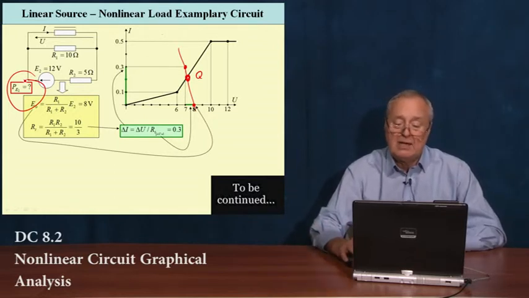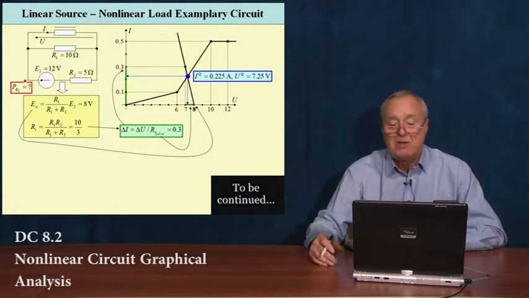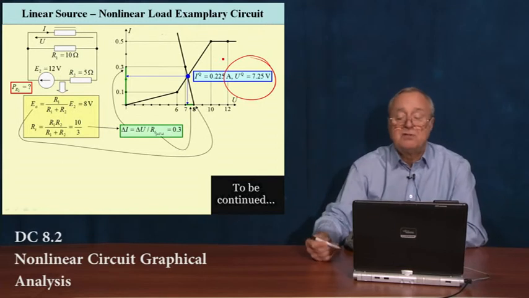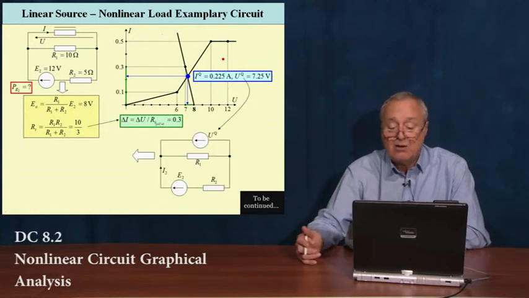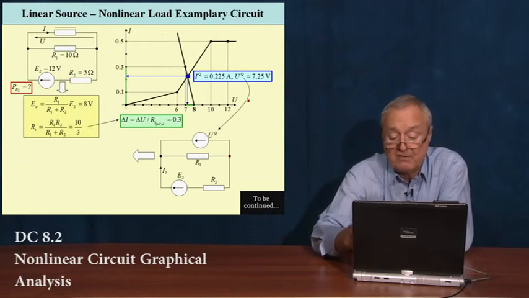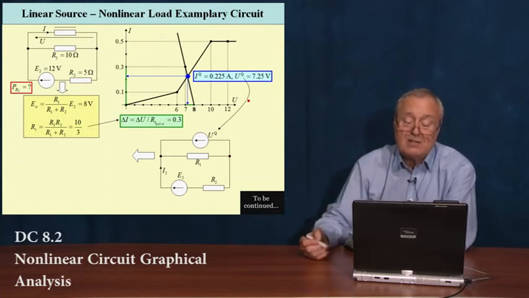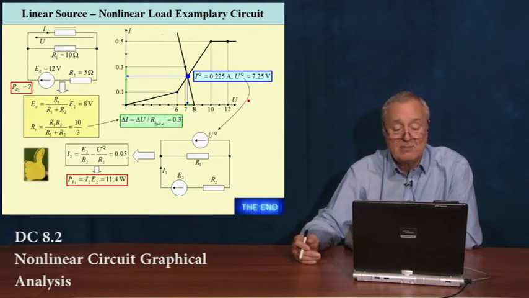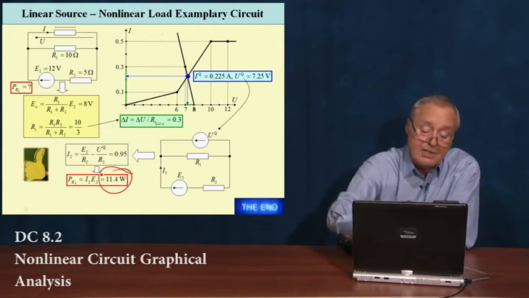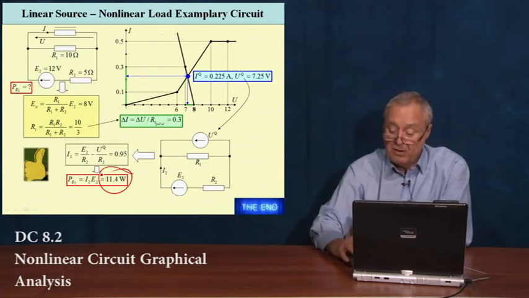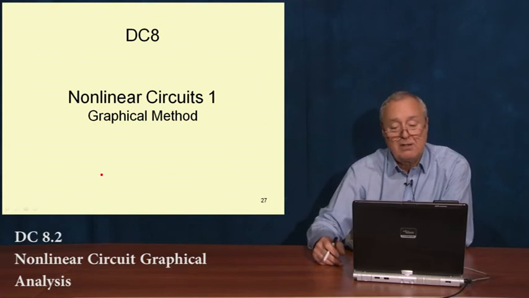Then we have to apply the separation principle. This is repeated at this quiescent point. The voltage that we will use for separation is 725. This 725 separates the nonlinear element from the linear part, and the rest is the analysis of a linear circuit. From this analysis we will find that the power supplied by the voltage source to this circuit is 11.4 volt. More exemplary problems in the lecture.